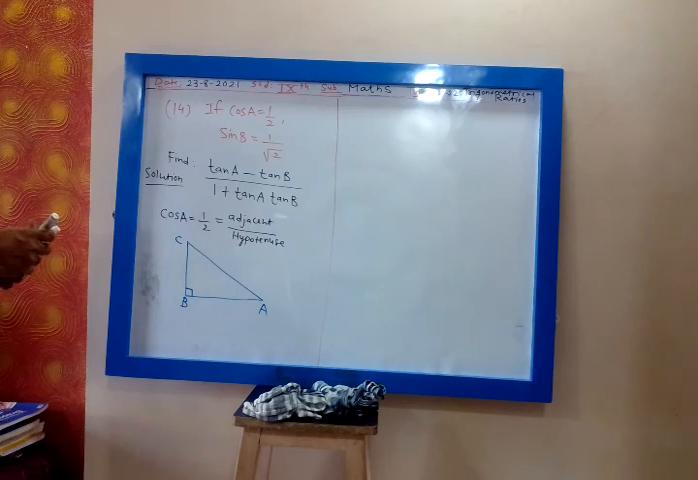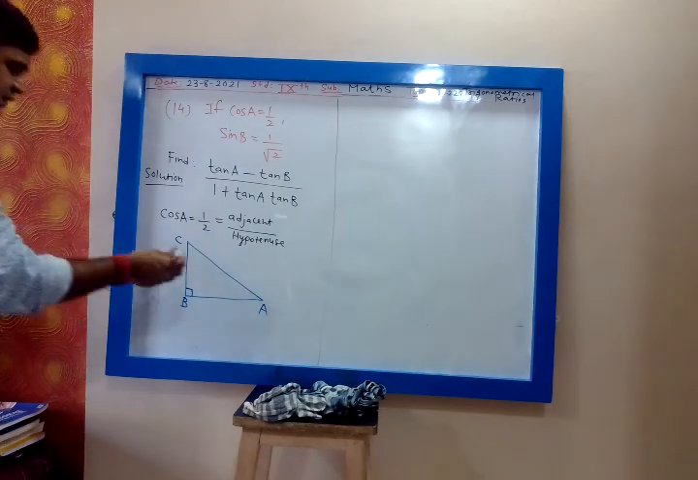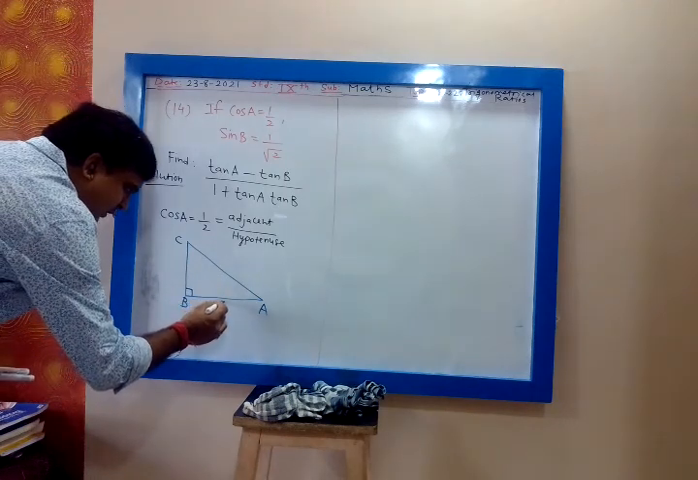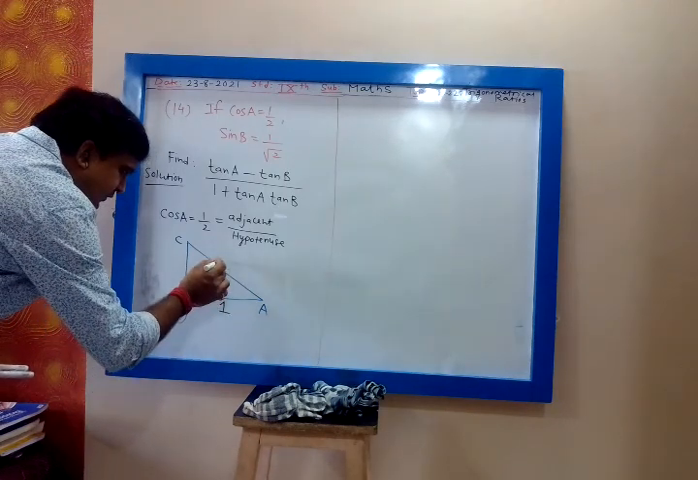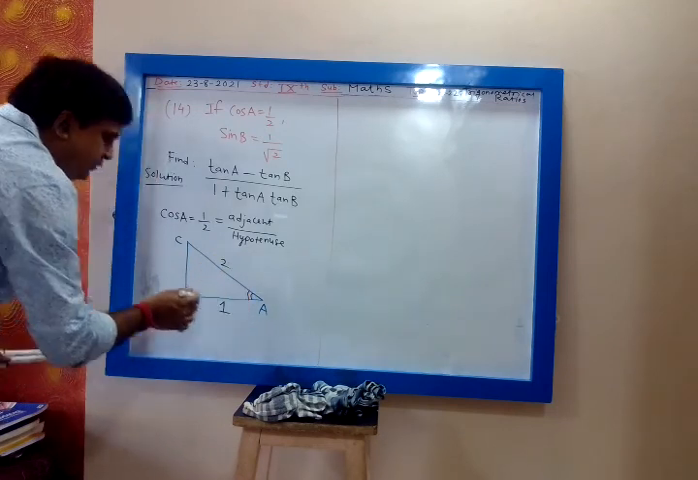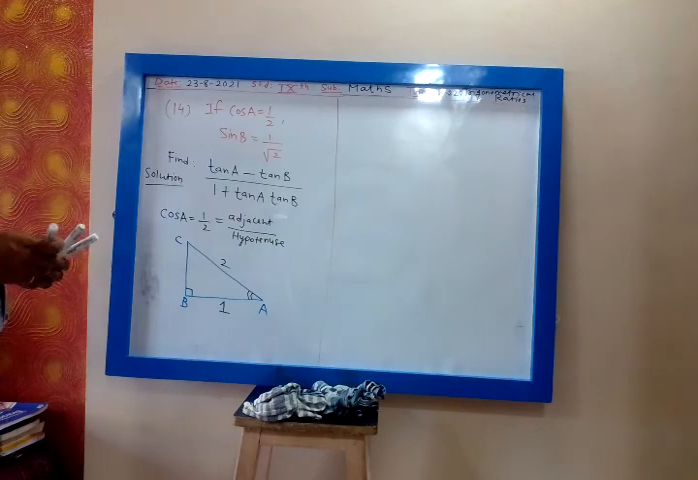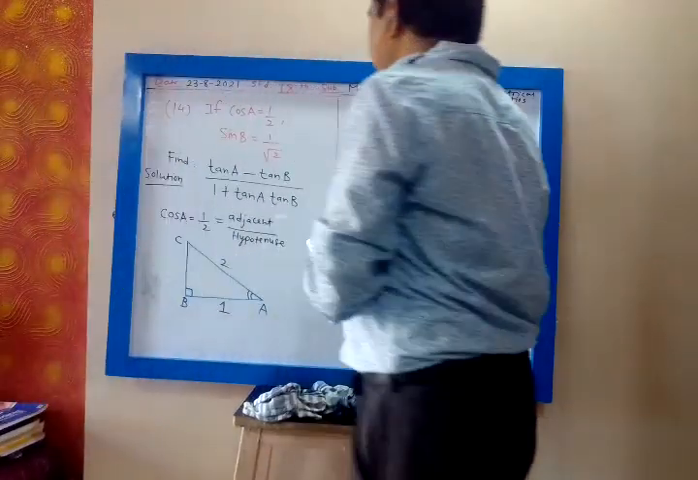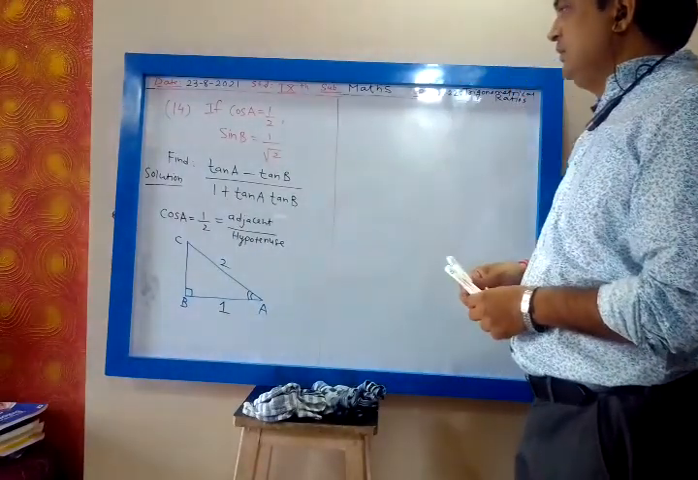Now what is cos A? Cos A is 1 by 2, adjacent upon hypotenuse. Hypotenuse is 2. And this is my reference angle. So use Pythagoras theorem, find BC. So you have to make use of this.